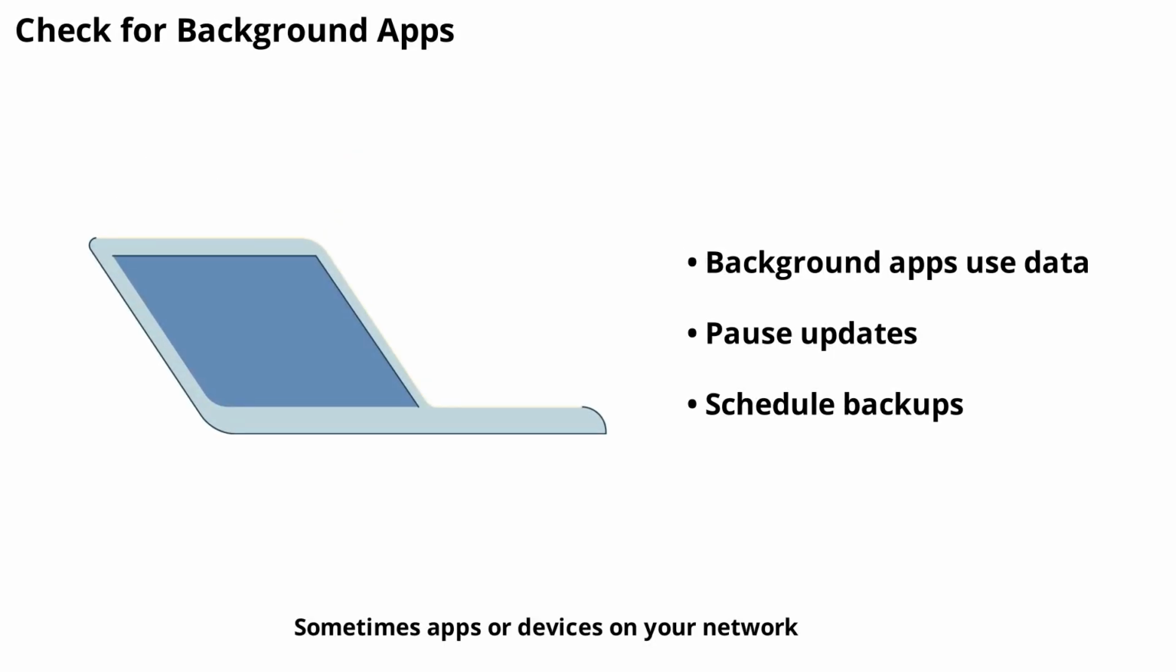Sometimes, apps or devices on your network are using bandwidth without you realizing it. Automatic updates, cloud backups, or background downloads can all slow down your connection. Check your devices for any apps running in the background and pause or schedule updates for times when you're not using the internet heavily.